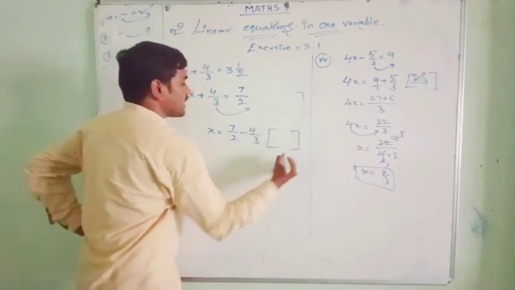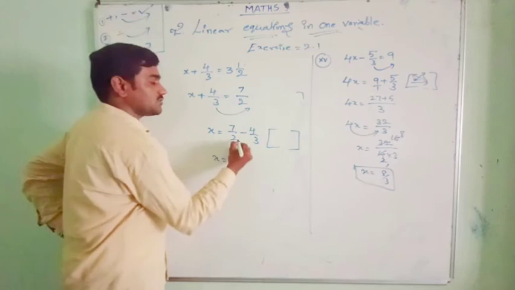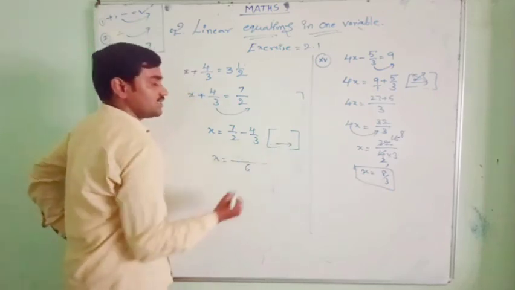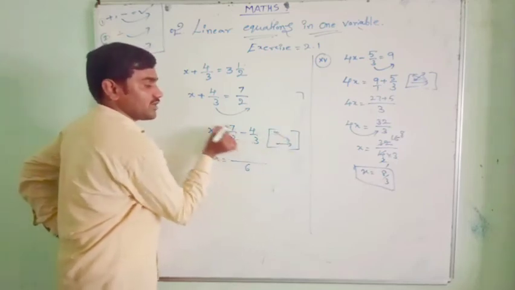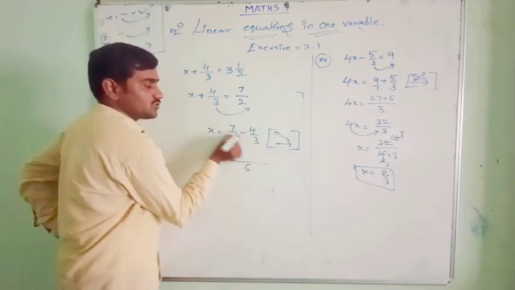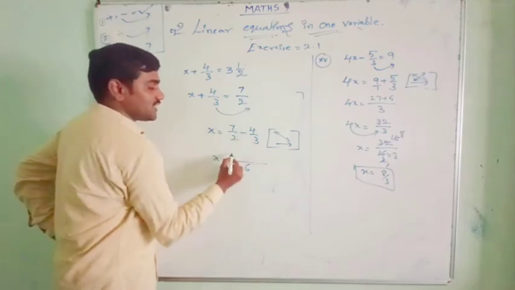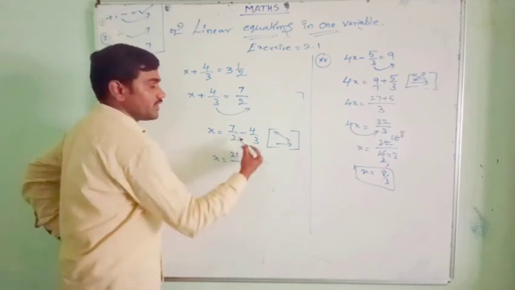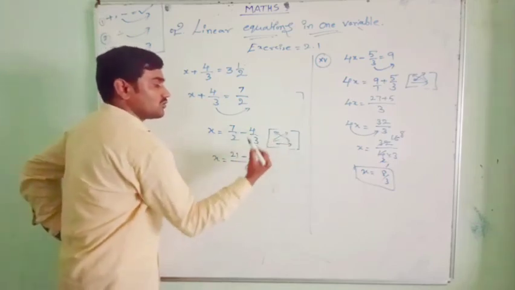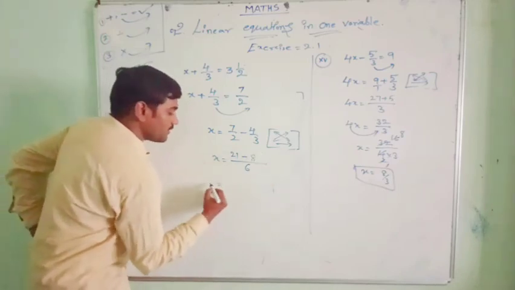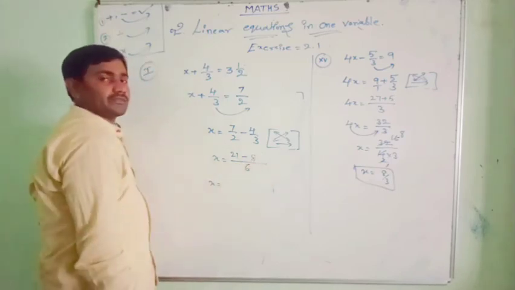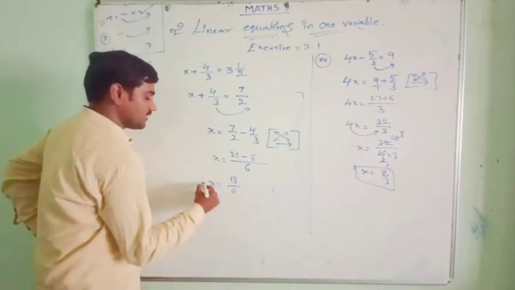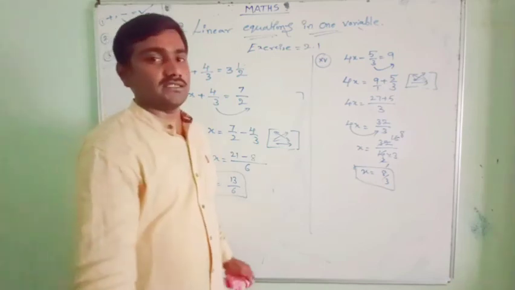Here you can do the cross multiplication. First the bottom numbers: 2 into 3, that is 6. Next the diagonal numbers. First we do this one: 3 sevens are 21. Here there is a minus, and whatever the symbol is, you have to keep it here. And next this other diagonal number: 2 fours are 8. Simple. Now x equal to 21 minus 8, that is 13 by 6. Therefore the x value we got is 13 by 6.